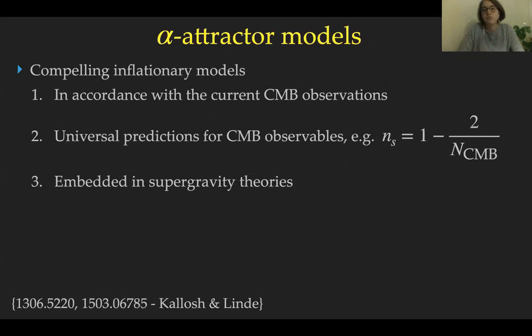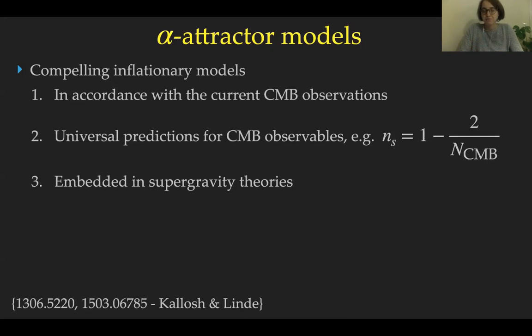So alpha-attractor models are a particularly compelling model to describe inflation. So amongst all the possibilities, we think it's really good to look at alpha-attractors. First of all, because they are in accordance with the current CMB observations. And then also because they provide universal predictions for the CMB observables. So let me explain this a little bit better.